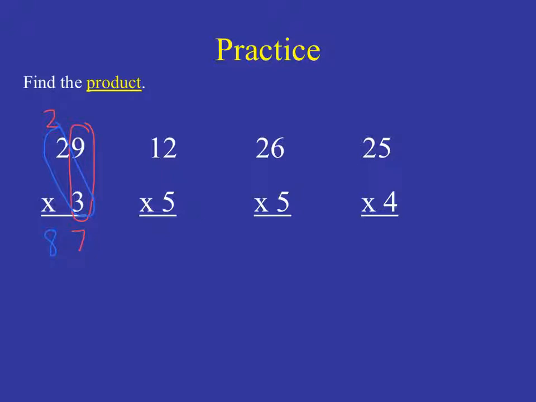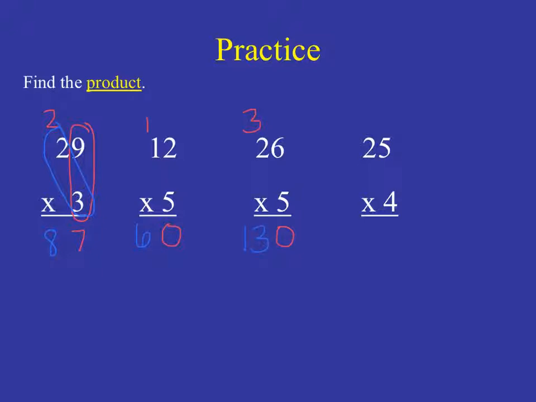Alright, let's see how you did. We've got 2 times 5 is 10. I'm going to regroup. 1 times 5 is 5, plus 1 is 6. 26 times 5, 6 times 5 is 30. I'm going to regroup my 3. 2 times 5 is 10, plus 3 is 13.